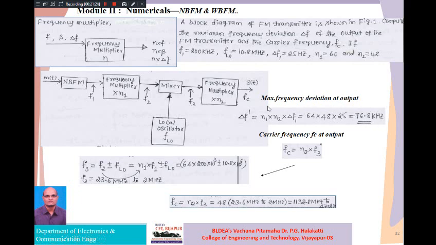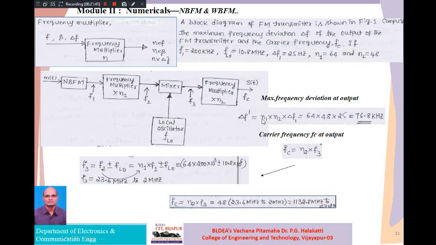If you want, you can go like this also, that is delta F' equal to N1 times delta F3, but better you follow the first approach, as that will take more time.